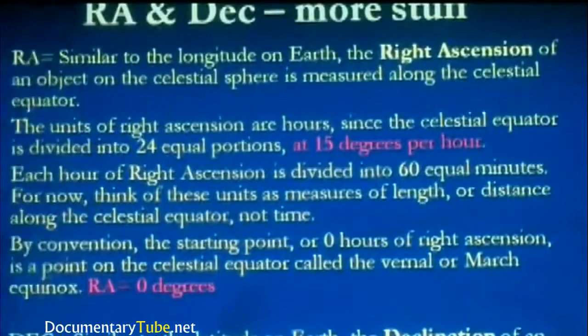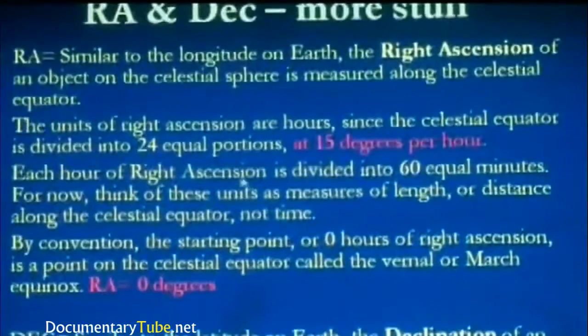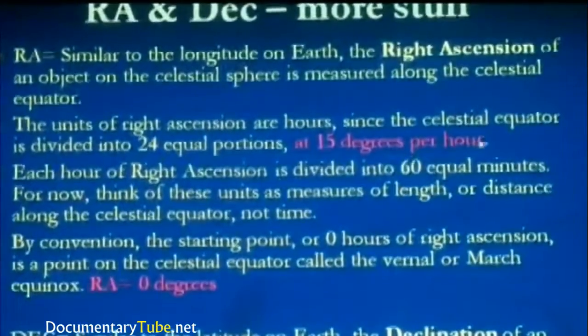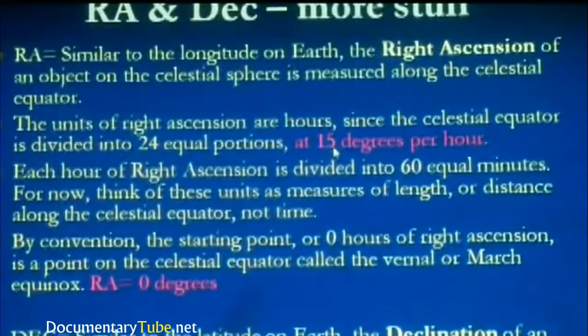So a complete arc, 360 degrees, is going to be divided up into 24 hours. The unit of right ascension is hours, since the celestial equator is divided into 24 equal portions at 15 degrees per hour. So that means if you were to take out your protractor and measure an hour out, that would actually translate into 15 degrees of angle. Any questions so far on that? Have I lost everybody? Okay, we'll keep going.